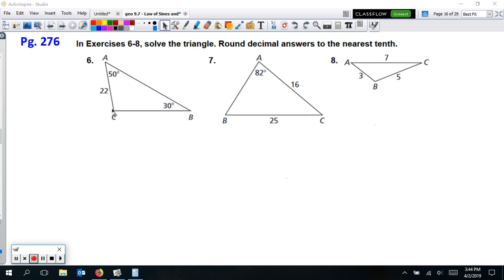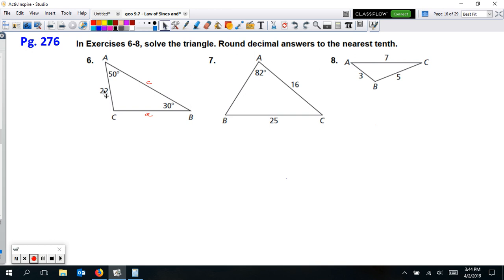On this one we can see we have one side length and two angle measures. If we know two angles, we can find this third measure right here. We do need to find these other two sides as well. The side opposite A would be a, so we need to find that side. We also need to find the side opposite C, which would be c.